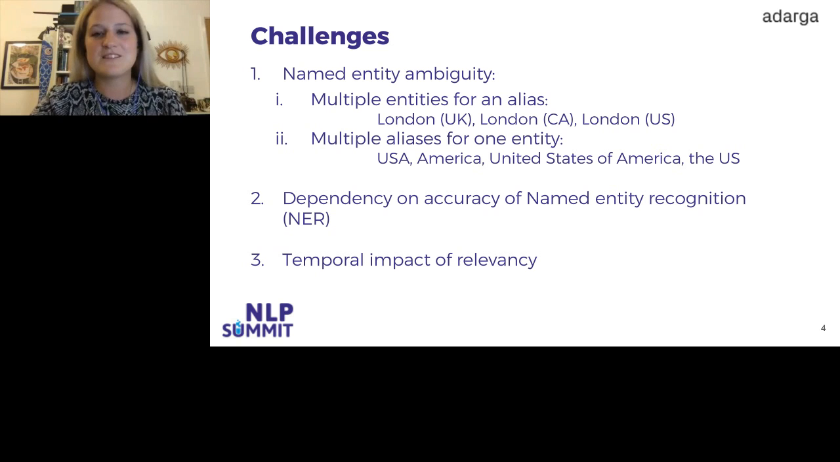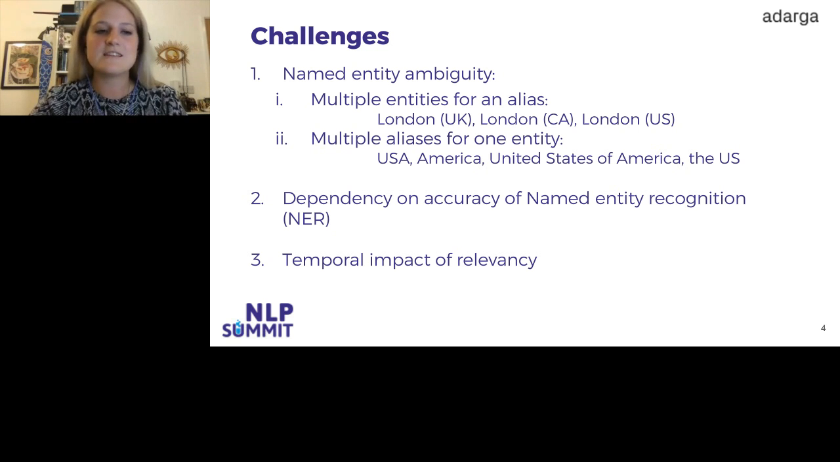So first of all, and this is generally true for most NLP problems, there's ambiguity. And ambiguity with a capital A is actually a thing in linguistics. It's a type of meaning in which several interpretations are possible. So in our case specifically, we had to deal with named entity ambiguity. And this can be broken down into two subtasks. First of all, there is a case in which multiple entities may refer to one alias. In linguistics, this is called polysemy. And here we have an example of three different Londons, all based in different locations.